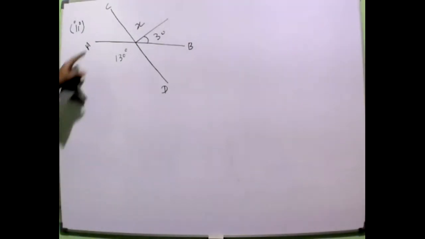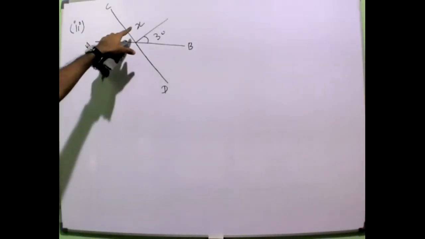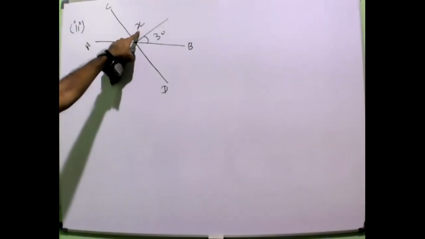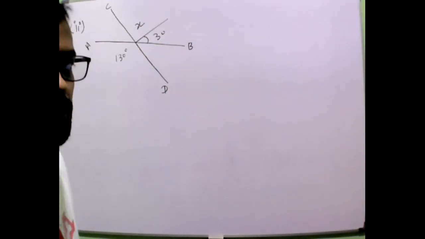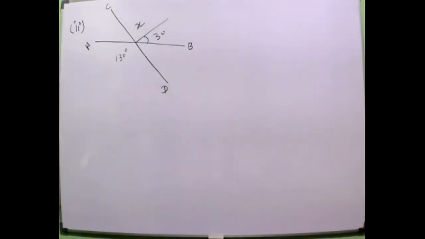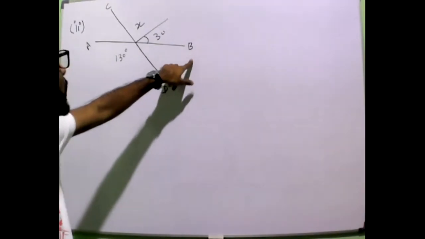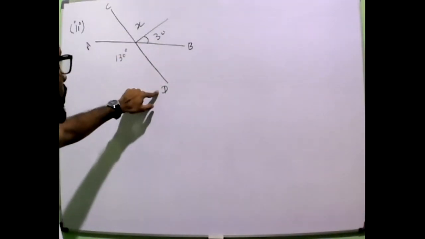Right. So this is the second one. In this case, you have to find the value of x, right? So here you have to first identify the vertically opposite angles. Before that, AB is a straight line and CD is a straight line.